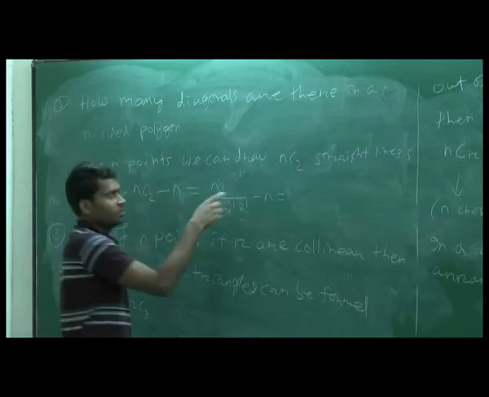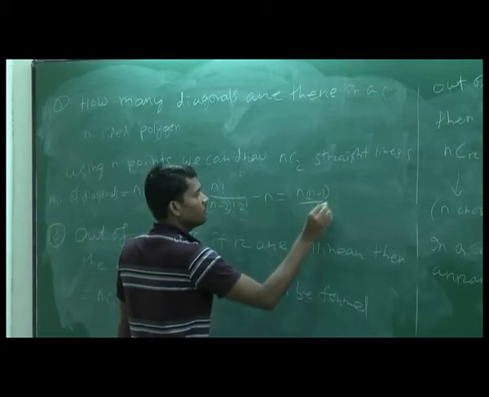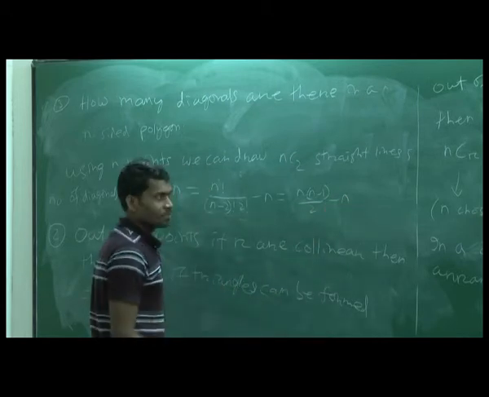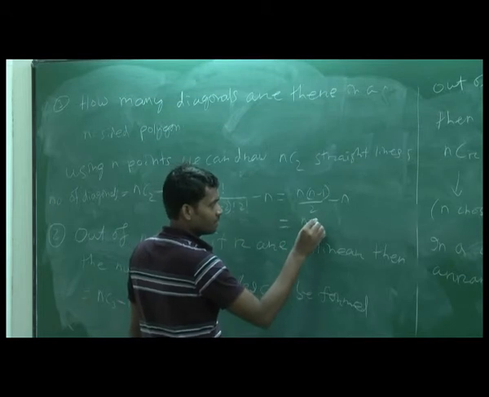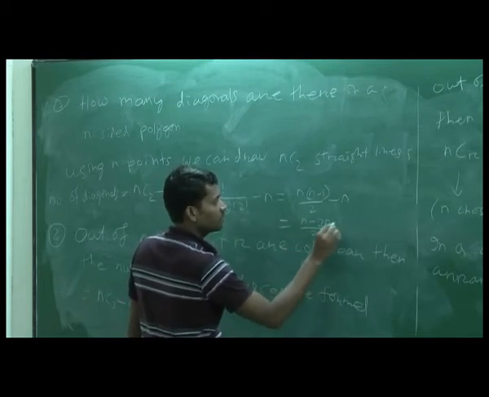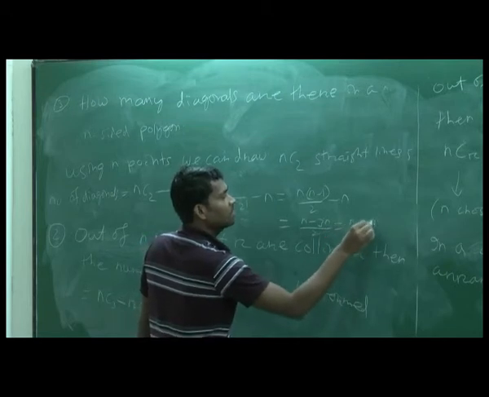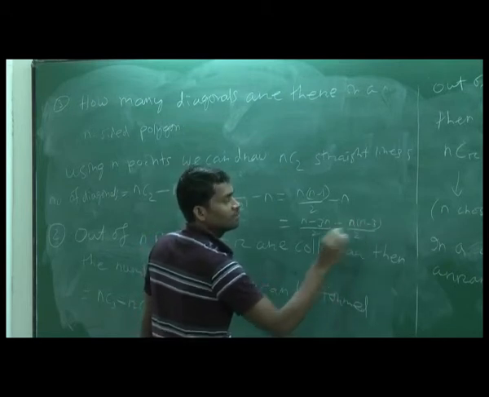So n into n minus 1 by 2, n into n minus 1 divided by 2, minus n. If you simplify, you will get n into n minus 3 by 2. n squared minus 3n divided by 2 equals n into n minus 3 by 2. If you solve this, you will get this one.